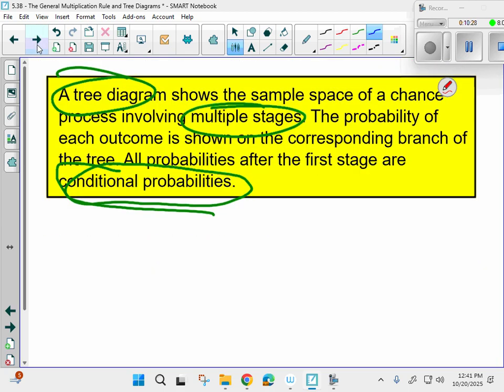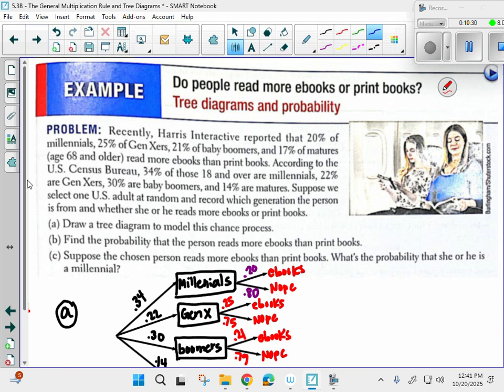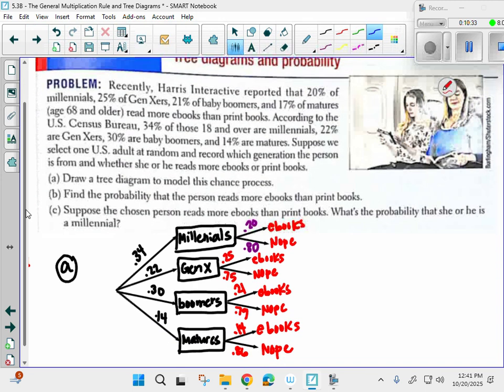All right. We'll try another one. Recently, Harris Interactive reported that 20% of millennials, 25% of Gen Xers, 21% of baby boomers, and 17% of matures, the really old people, read more ebooks than print books. According to the U.S. Census Bureau, 34% of those 18 and over are millennials, 22% are Gen Xers, 30% are baby boomers, and 14% are matures. Suppose you select one U.S. adult at random and record which generation the person is from and whether or not they read more ebooks or print books.